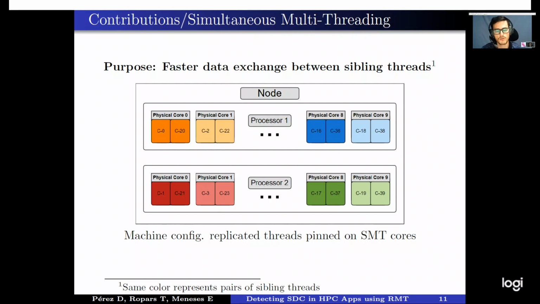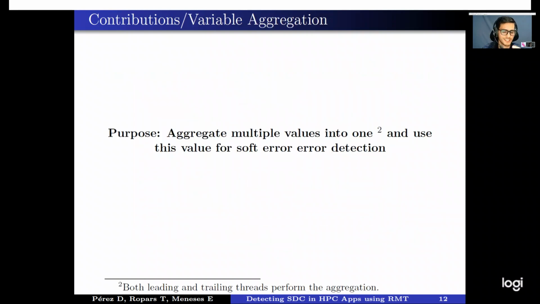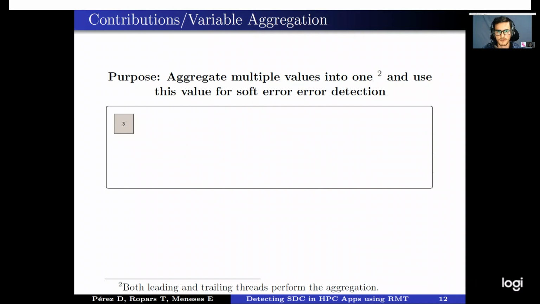The other two optimizations proposed are more at the software level. The first one is called variable aggregation, and the purpose is to aggregate multiple values into one and use this aggregated value for error detection. Both threads will aggregate the same values. So it's kind of like this. Instead of sending and receiving a 3, a 7, a 14, and a 5, we will aggregate all these values into one and just send this 29.